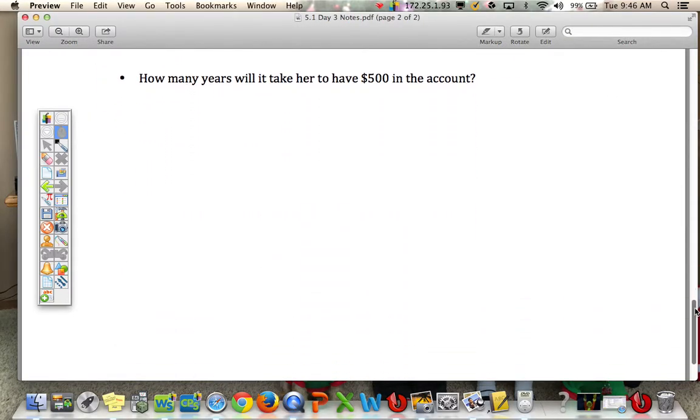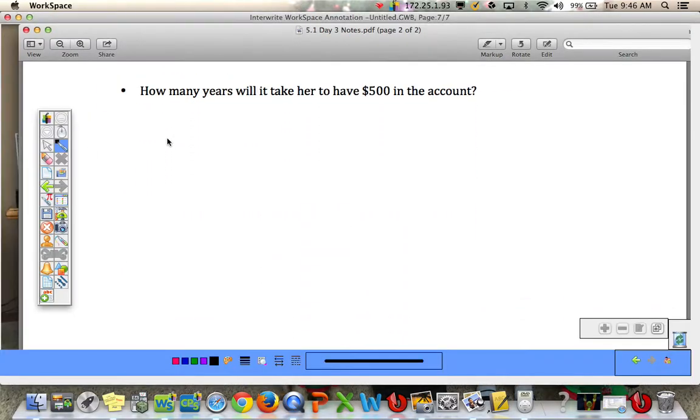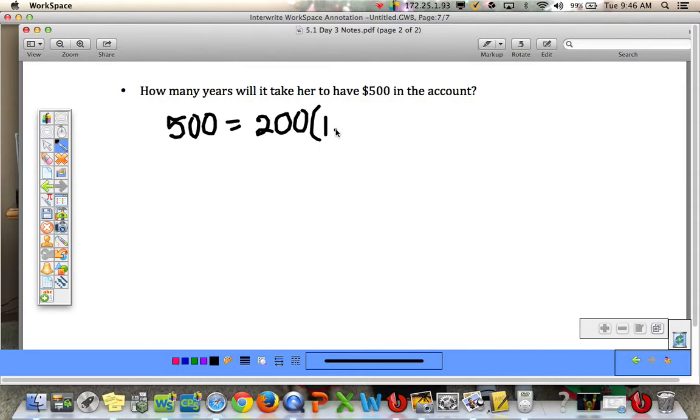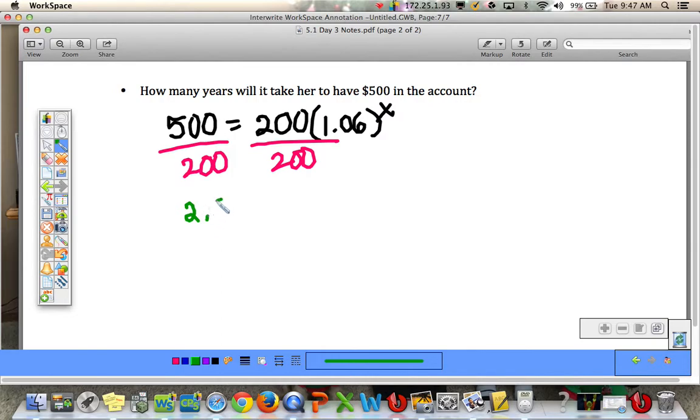Well, the next question, how many years will it take her to have 500 in the account? So now they're giving us the y value. 500 is the money in the account. That equals 200 times 1.06 to the x. All right, let's solve. Let's get rid of the 200 first. We get 2.5 equals 1.06 to the x. Again, we run into that problem where we don't know how to solve for x if it's an exponent, so we're going to use guess and check.